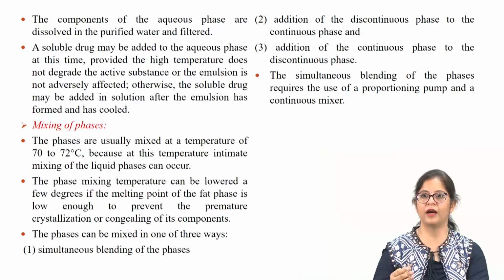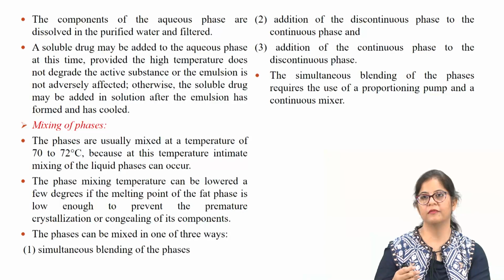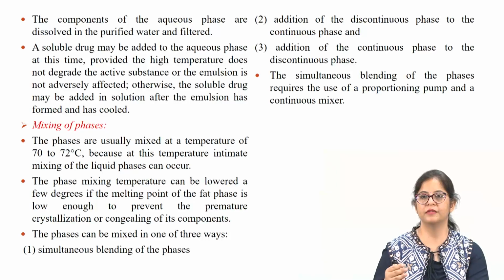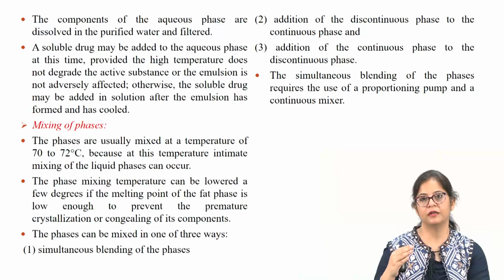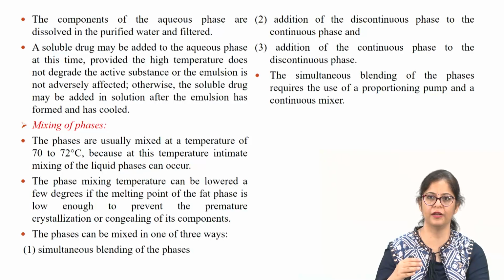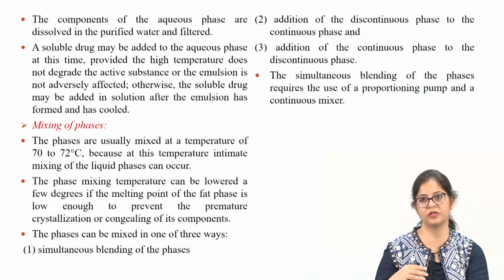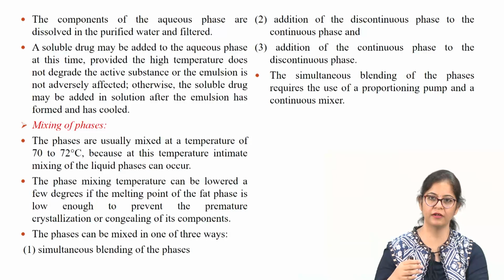The phases are usually mixed at a temperature between 70 to 72 degrees because this temperature is favorable for the liquid phases. The phase mixing temperature can be lowered a few degrees if the melting point of the fat phase is low enough to prevent premature crystallization or congealing of the components.